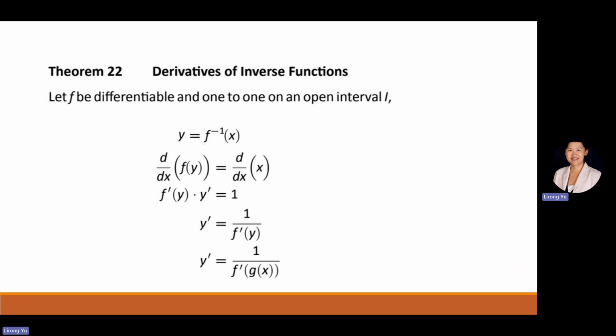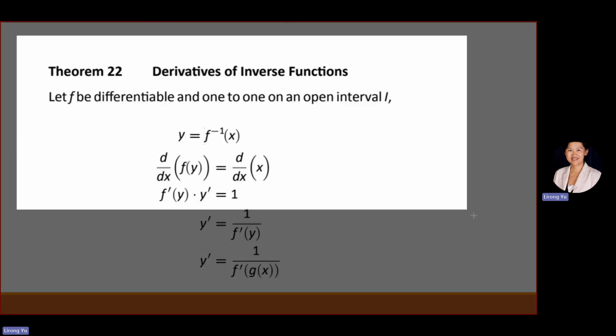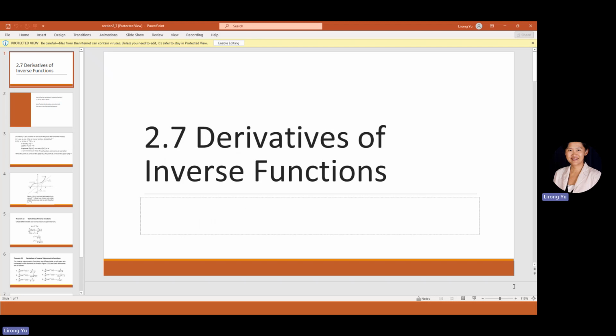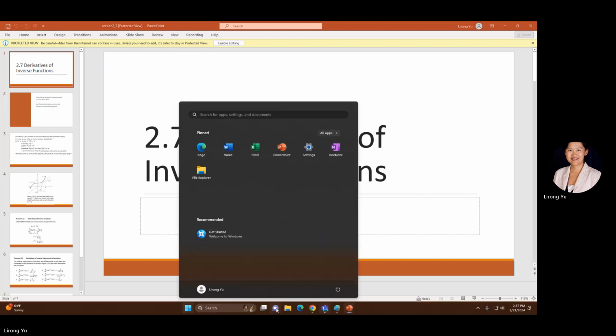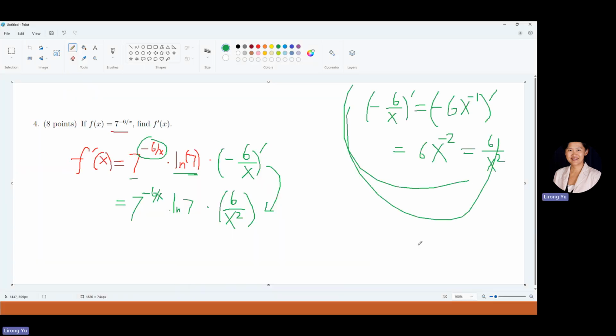All right, let's see how we find the derivative of the inverse function. We actually go by the, what do you call it, implicit differentiation. So 2.7 is being introduced right after 2.6. So many things that we do in 2.6 are now relatable to 2.7.